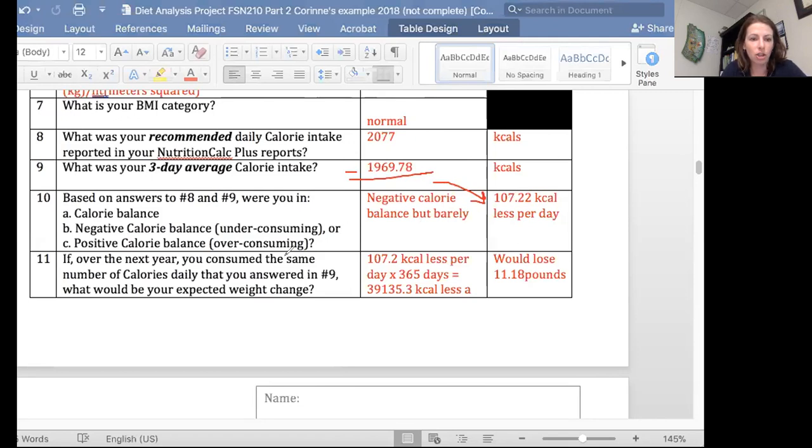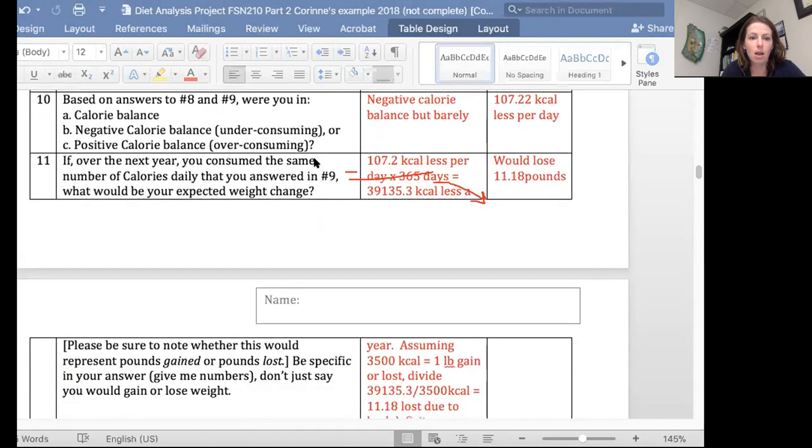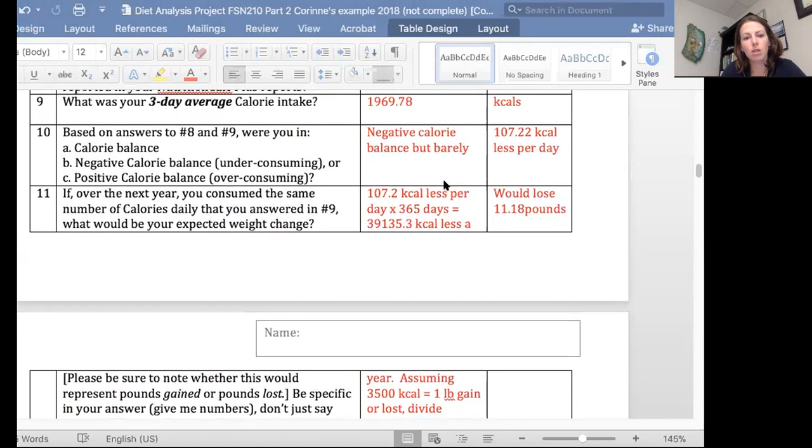And then for this next section, it says, if over the next year you consumed the same amount of calories, would your weight change? And the answer to that is yes. So for me, since I consumed less calories, I'm likely going to lose weight. How you're going to figure this out is you're going to take this amount of calories based on how many more or less you ate a day. You're going to multiply that by 365 days in the year to get a total. So during the entire year, if I always ate this way, I would eat 39,135 calories less during the year.